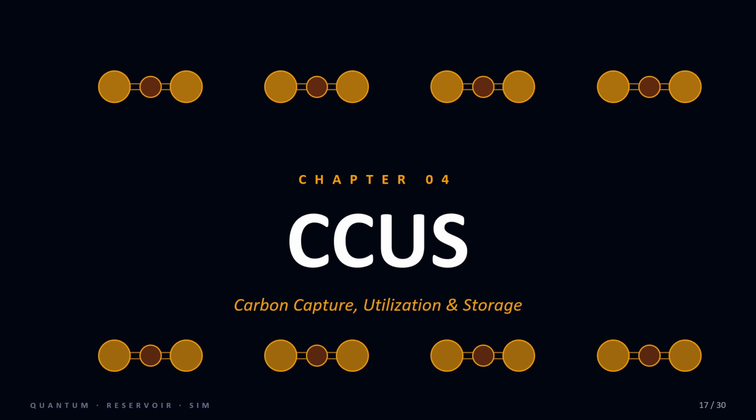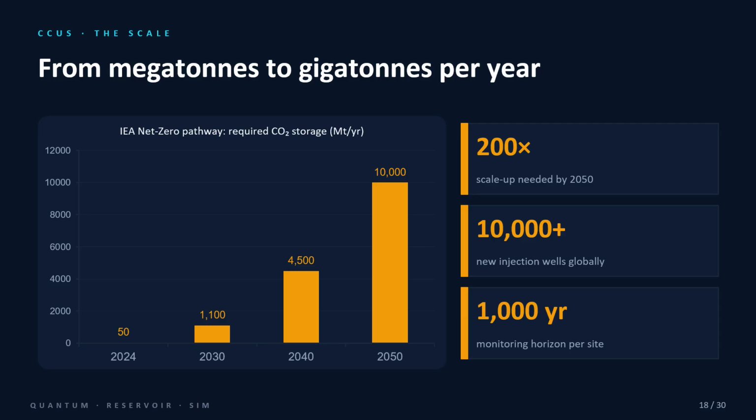This creates a computational challenge. We need accurate plume prediction, pressure forecasting, geochemical modeling, uncertainty quantification, and risk analysis. This is where quantum computing may eventually provide acceleration. From megatons to gigatons per year, the scale of CCUS deployment must increase dramatically if it is to contribute meaningfully to climate targets. We are not talking about small laboratory systems. We are talking about industrial-scale injection, large storage complexes, thousands of wells, and monitoring horizons that may extend for centuries.